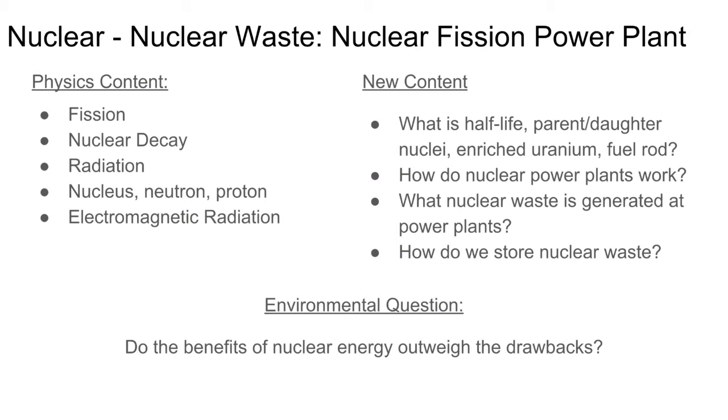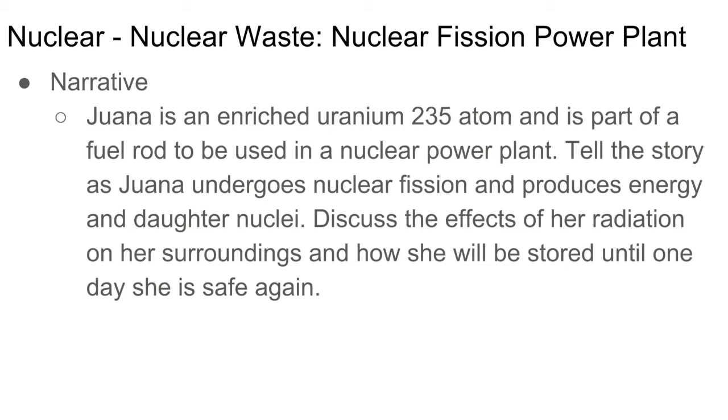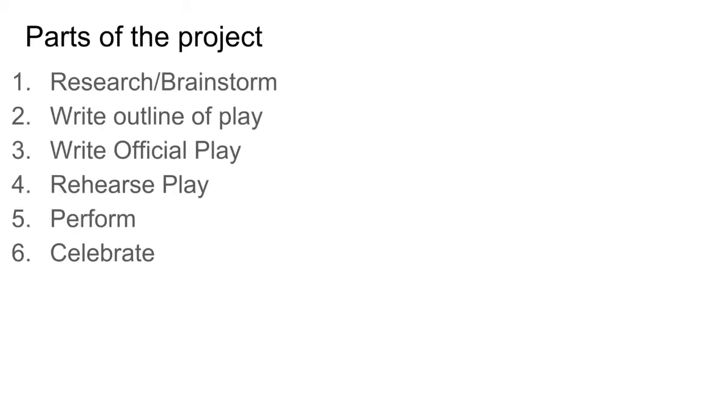And then your big environmental question is, do the benefits of nuclear energy outweigh the drawbacks? Okay, so you have to talk about that as a part of your play. And here's your narrative. Juana is an enriched uranium-235 atom and is part of a fuel rod that is to be used in a nuclear power plant. Tell the story as Juana undergoes nuclear fission and produces energy and daughter nuclei. Discuss the effects of her radiation on her surroundings and how she will be stored until one day she is safe again. All right. So that's just the overview of all the different topics.